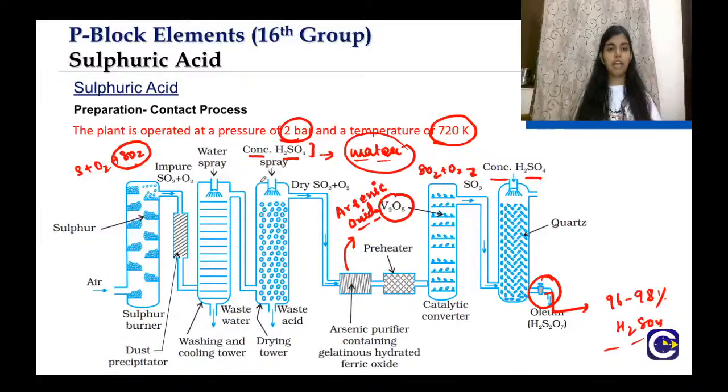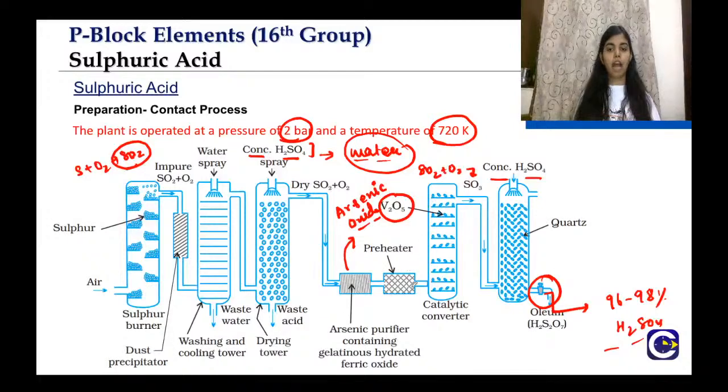You can just write down the process in small steps. First the impurities are removed through the dust precipitator, then the remaining impurities are removed from the water sprayer, then the conc H2SO4 is sprayed basically to remove all the excess water. Then this dry SO2 plus O2 is led through an arsenic purifier which will reduce the amount of arsenic oxide. Then it is passed into a preheater, right?